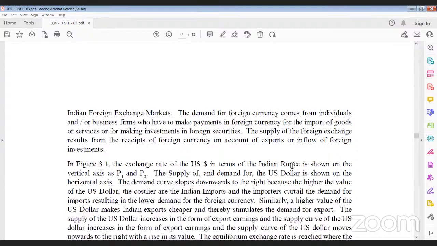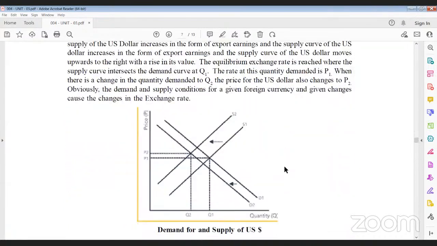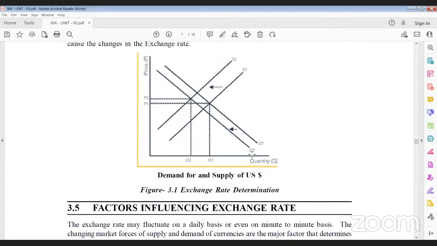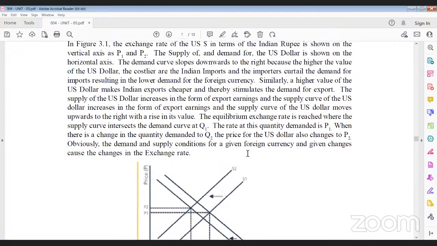The supply of foreign exchange results from the receipts of foreign currency on account of exports or inflows of foreign investments. So here we have the demand for and supply of US dollars, which is shown here with the help of a graph.